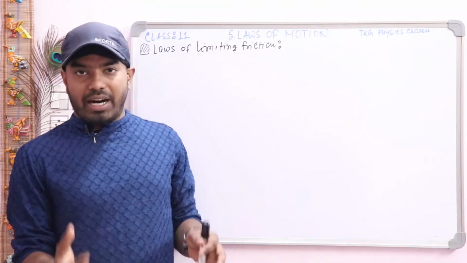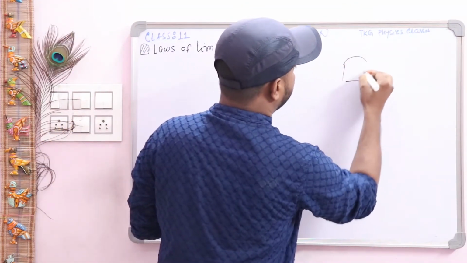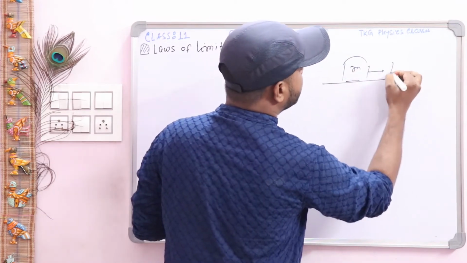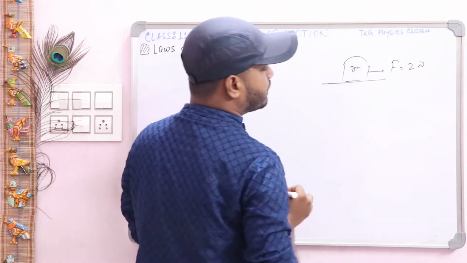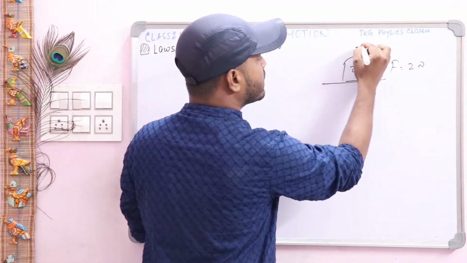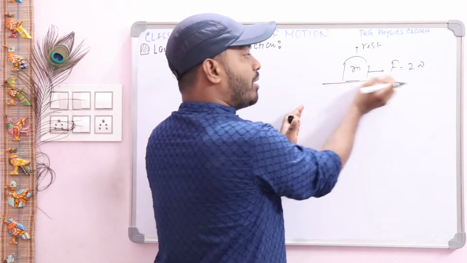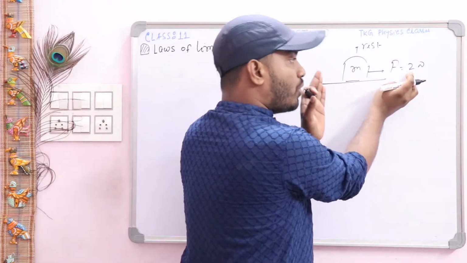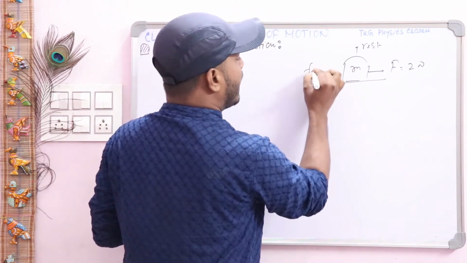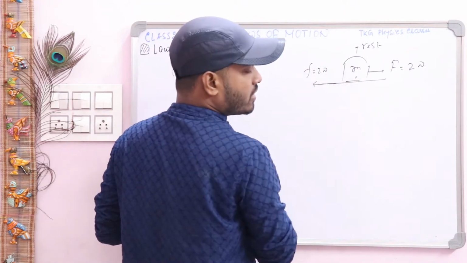Before going to that part, at first you observe one important thing. Suppose a body of mass m is placed on a horizontal surface, and I am applying an external force F equal to 2 Newton. And I observe that when we apply 2 Newton force, the body is at rest. That means the position of the body is fixed. So obviously there is a frictional force, and that value is also 2 Newton. That's why the body is at rest.